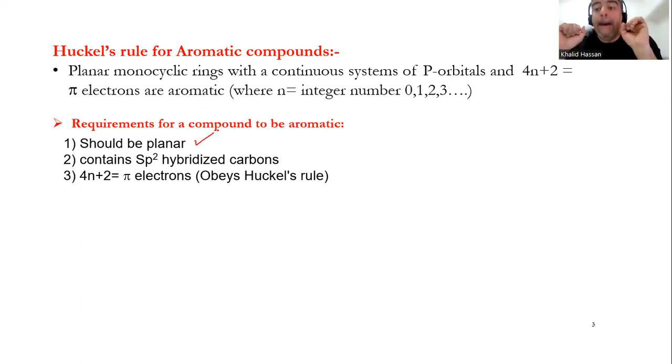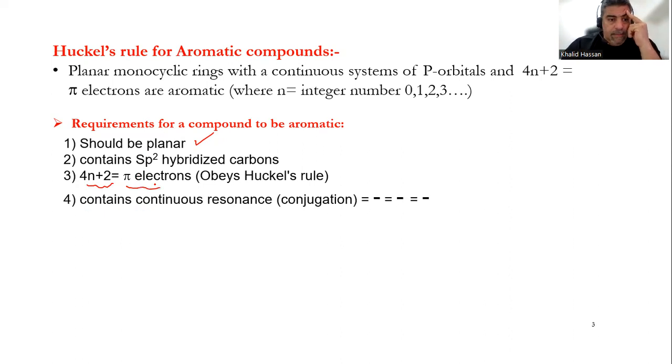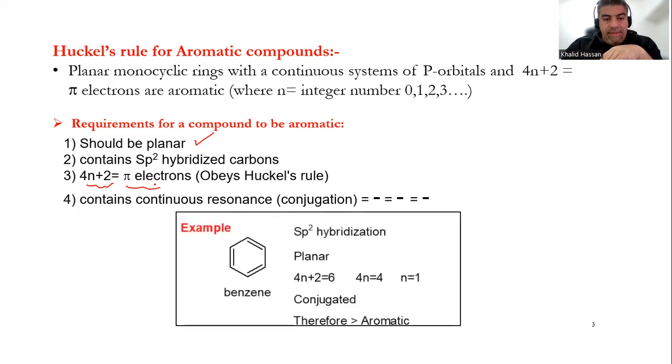It should be a ring, a planar ring containing carbon atoms. These carbon atoms should be sp2 hybridized, and it should follow Hückel's rule, which is 4n plus 2 equals the pi electrons. It contains continuous resonance conjugation, and finally we have this example. طيب, I want to make it one by one.